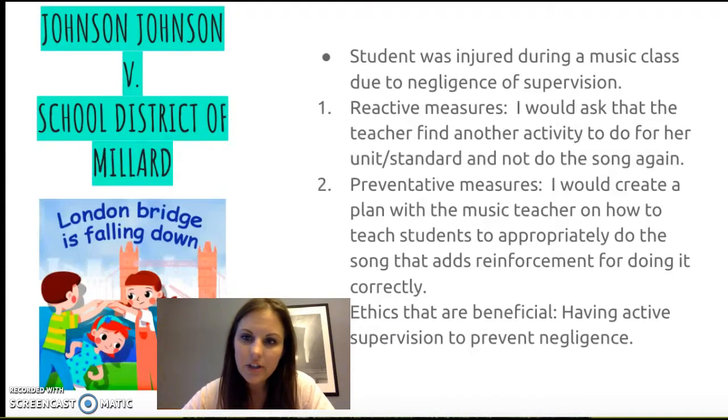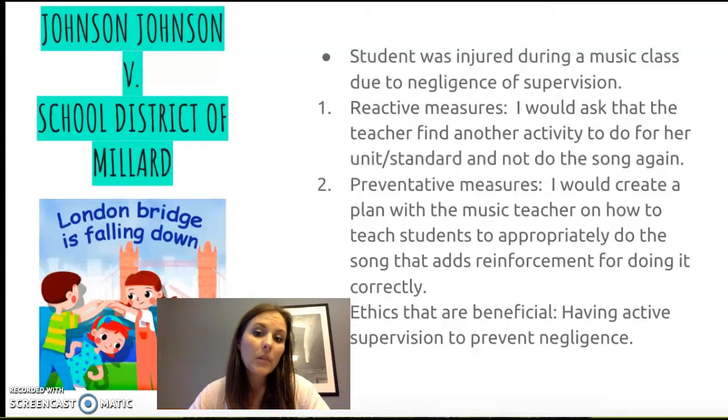So reactive measures, I would ask that the teacher find another activity to do to meet the unit standards and not do that song again, obviously for the rest of this year. I would not want her to continue this because obviously she was not being correct in her supervision and teaching of the students.